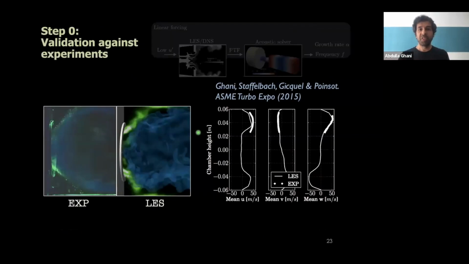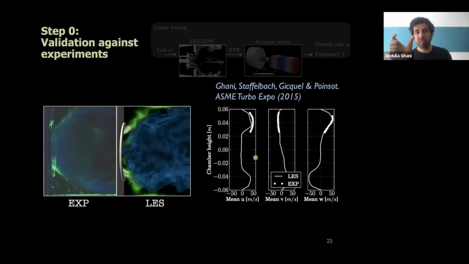So step 0, of course, for these kinds of computations, is validating your computations against experiments. This can be either in a qualitative way, like here on the left, or in a more quantitative way, where we compare mean flow field profiles in the 3 directions, X, Y, Z.